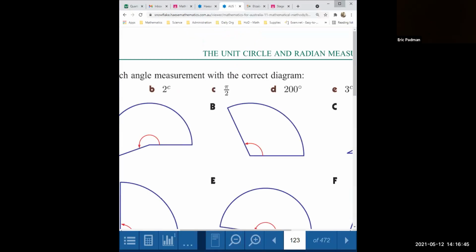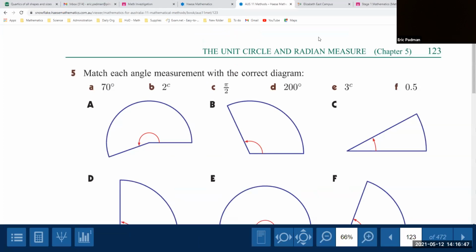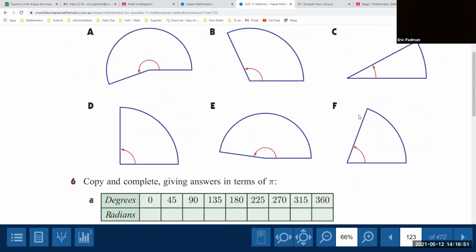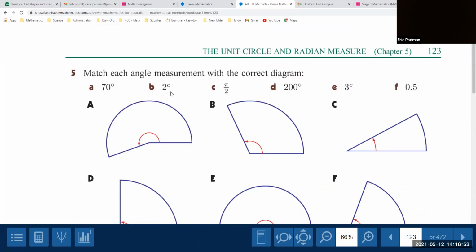I'm going to go delete that, and I'm going to share back. Okay, let's go back to this page. All right, so match each angle with the correct diagram. It might be easy for you guys, when it comes to this stuff, to convert to something you're more familiar with. So for anything that has a degree symbol, that's degrees, and anything that's not, like pi on 2, assume that's radians.